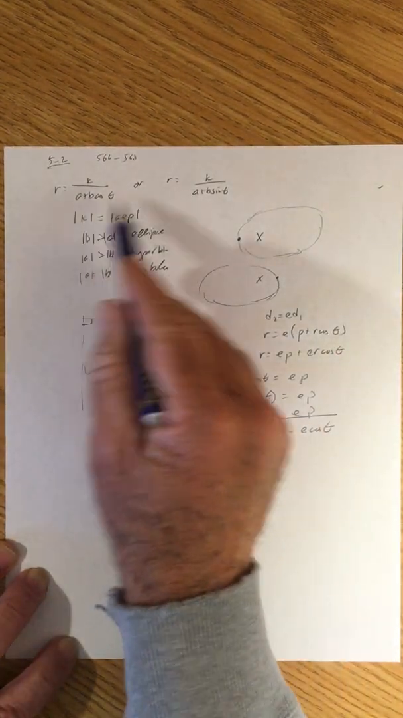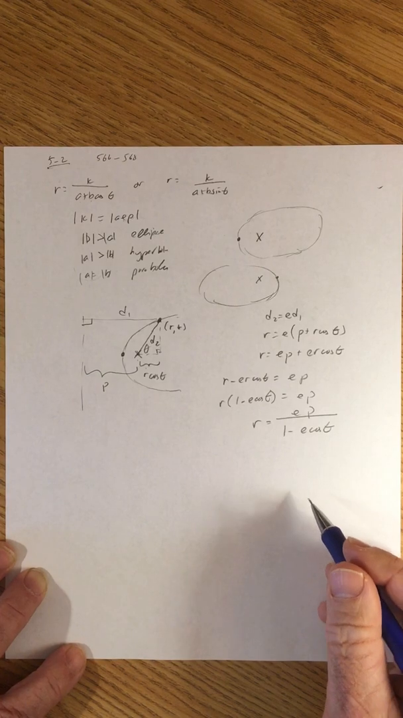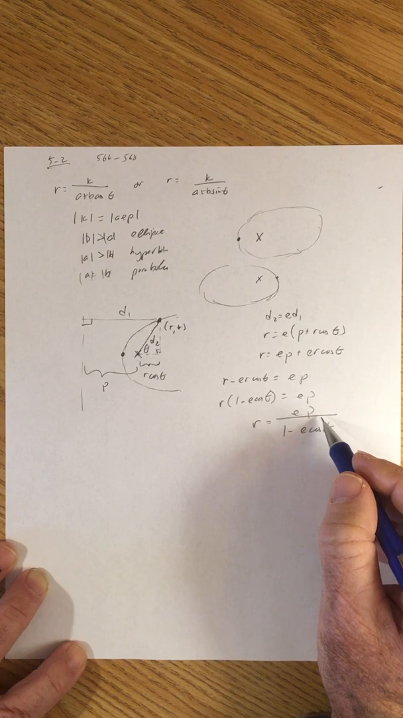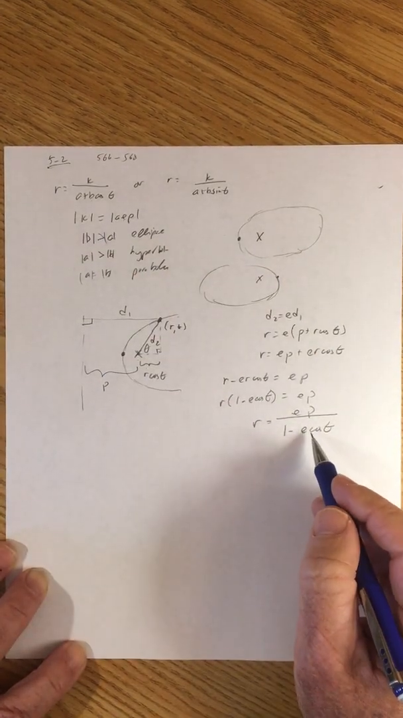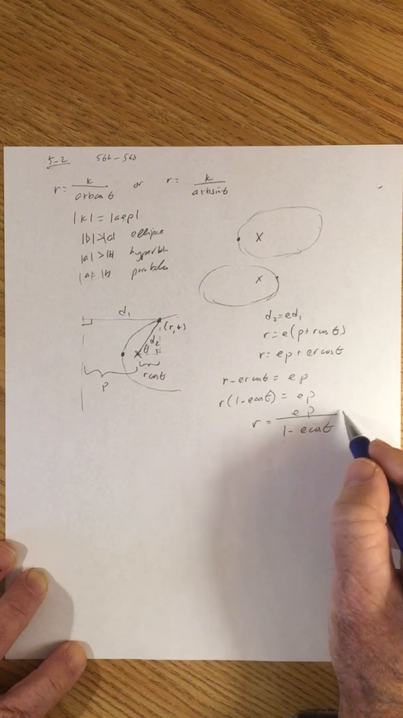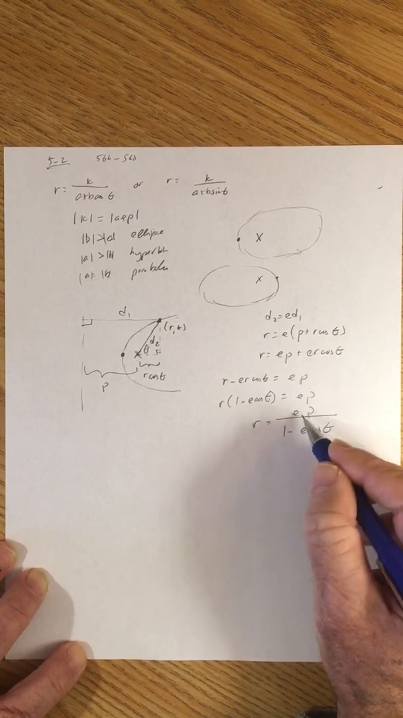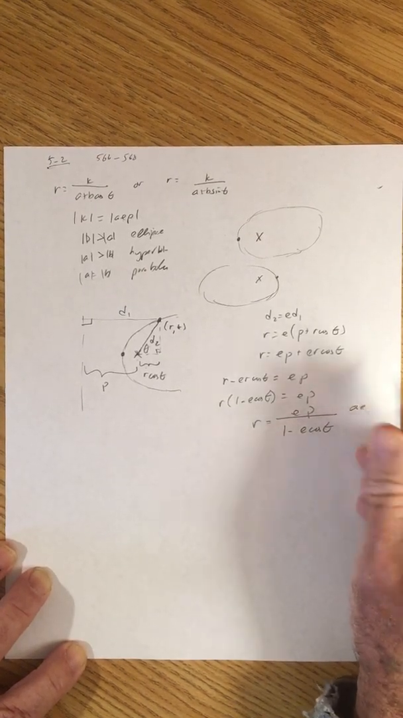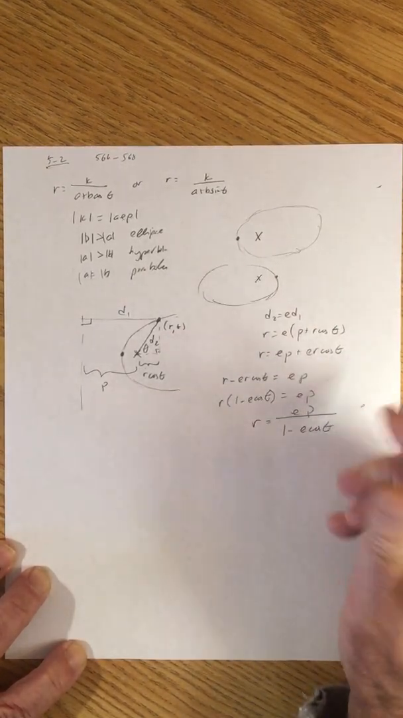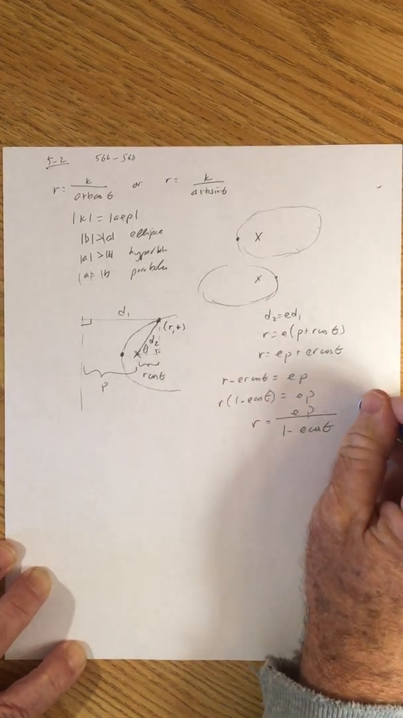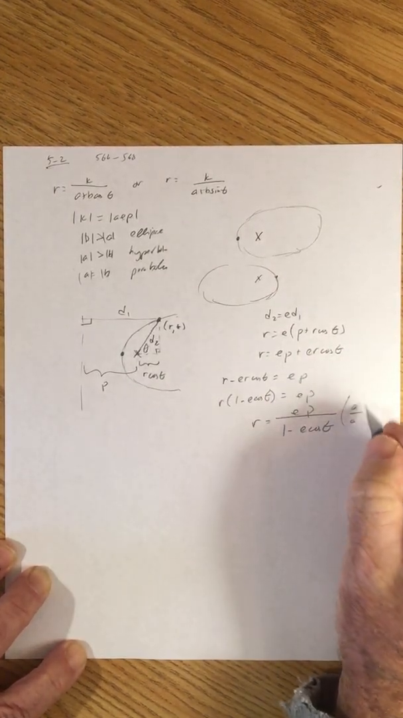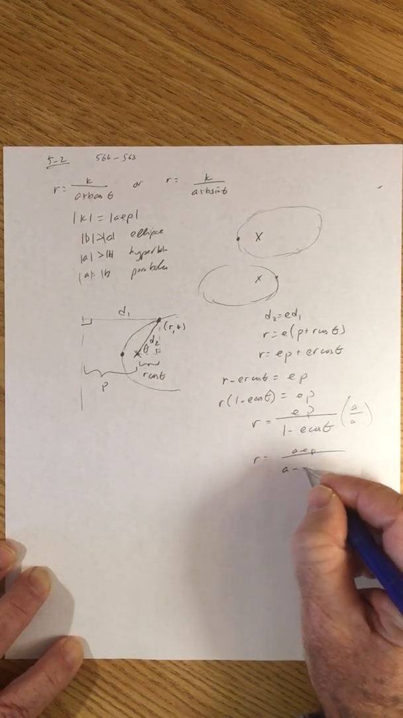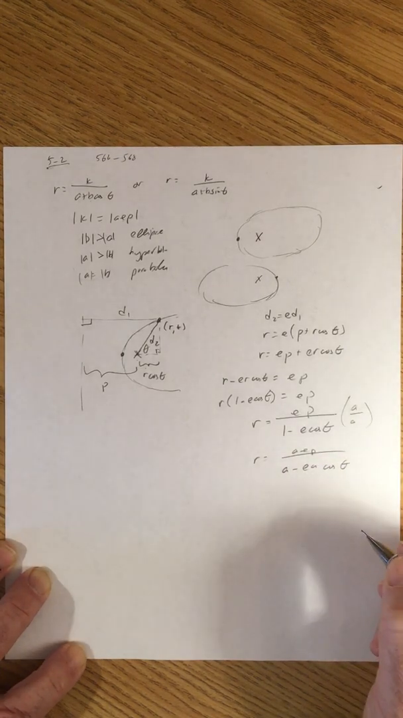Now this sort of looks like what we had up here, and it can be easily transformed into aep, k being aep, by multiplying top and bottom by a. Then I have a minus ea. Let's do that. Multiply by a over a, which is 1, not changing anything. r is equal to aep over a minus ea cosine theta.